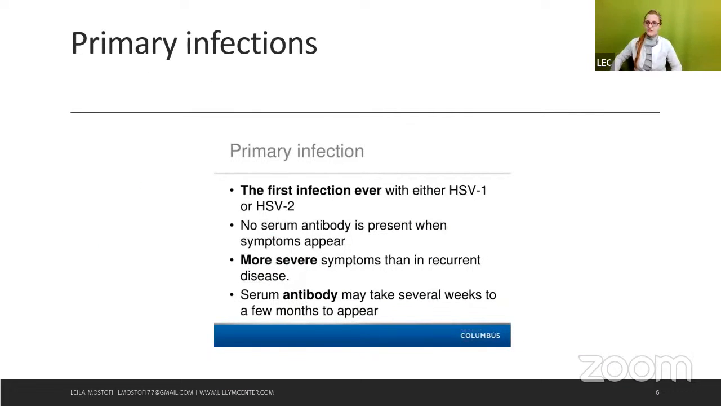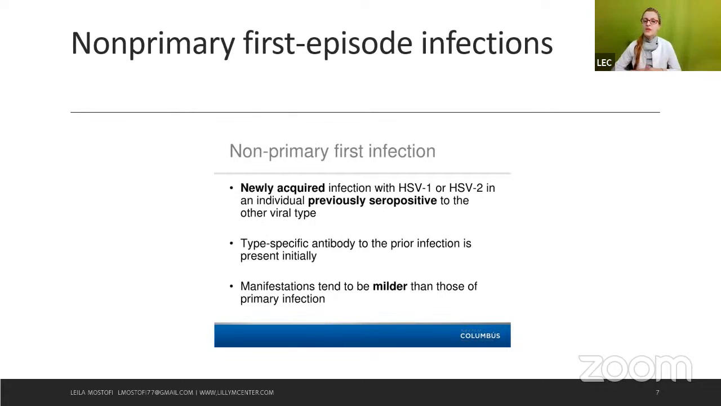What is primary infection? As you see here, primary infection is the first infection ever with either HSV1 or HSV2. No serum antibody is present when symptoms appear. There are more severe symptoms than in recurrent disease, and serum antibody may take several weeks to a few months to appear.